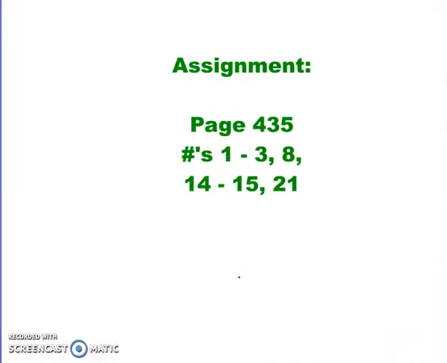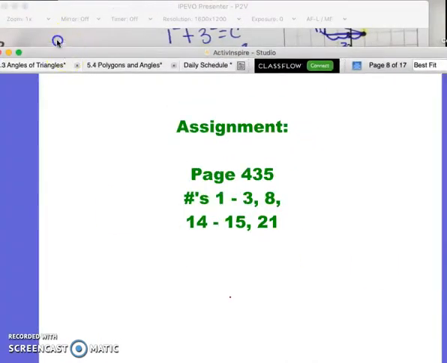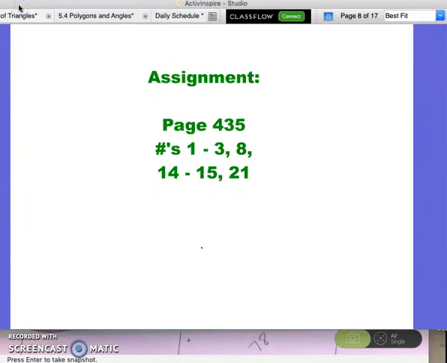Your assignment. That was very fast. Your assignment is page 435, numbers 1, 2, 3, number 8, 14, 15, and 21. You can also rip out the coordinate plane page from the book if you want and use it for your homework.